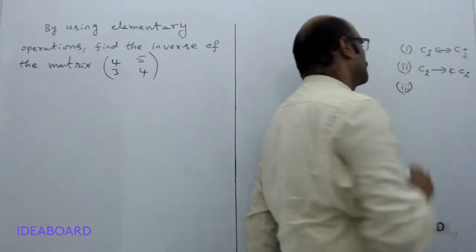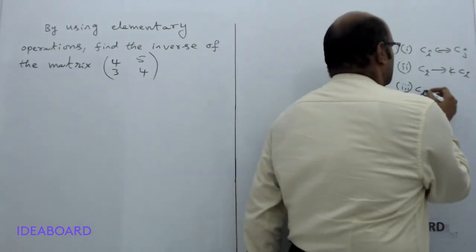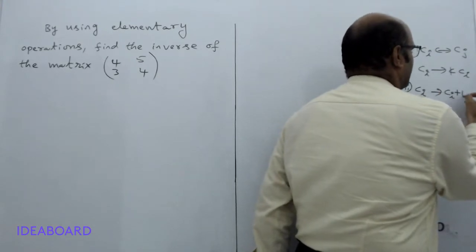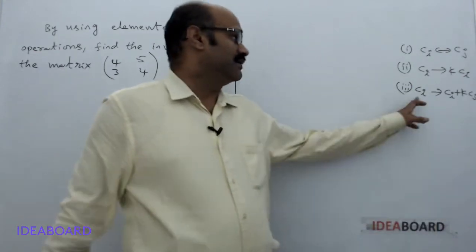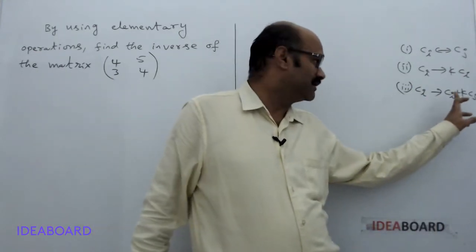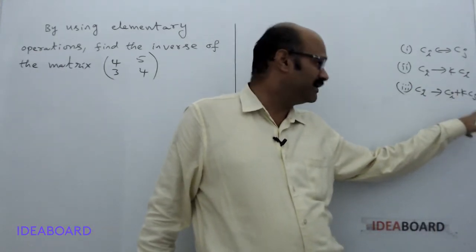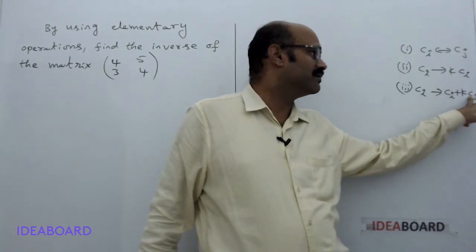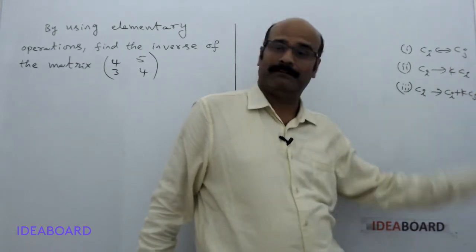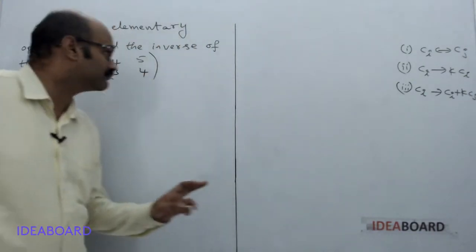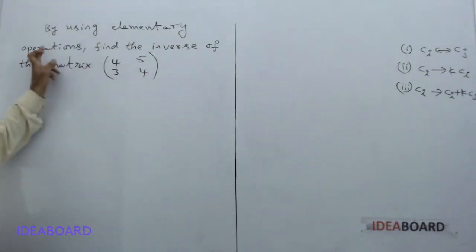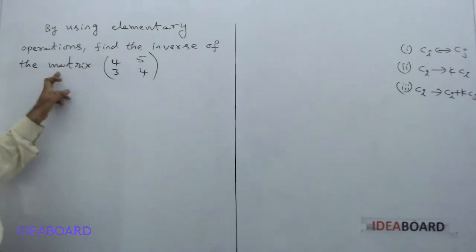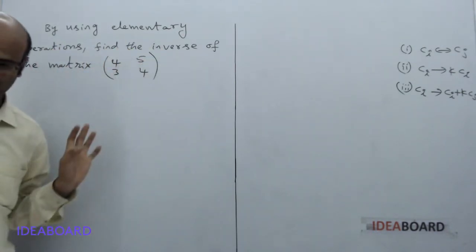Third one, Ci implies Ci plus k into Cj. Any column you take can be added to by multiplying a scalar with another column. Now the problem is: by using elementary operations, find the inverse of the matrix [4, 5; 3, 4].